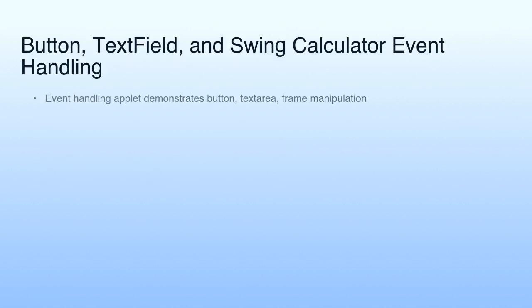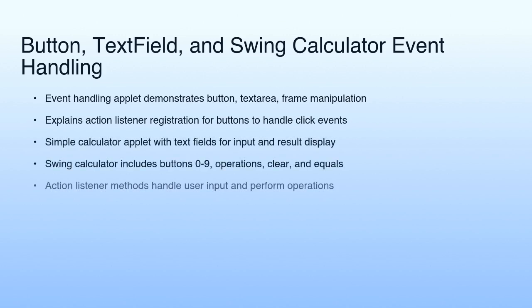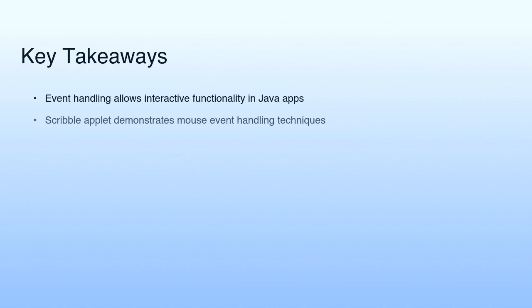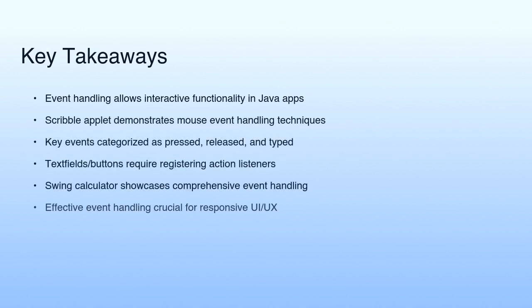Next, it explores mouse and key event handling, demonstrating how to capture and process different types of user input, from mouse clicks to keyboard strokes. The video then presents an event handling applet, illustrating the registration of action listeners for buttons and text fields, leading to the creation of a simple calculator applet using Swing components.